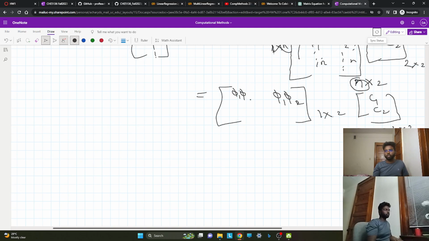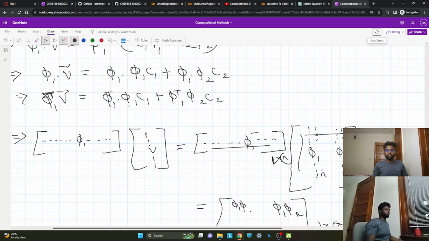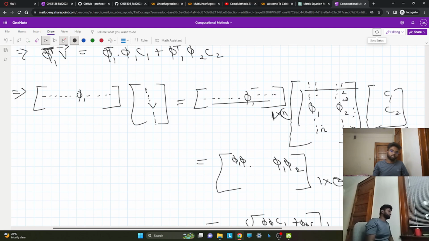Here you will get, see, these two are equal, so you can do the matrix multiplication and you will get row into column. So we'll get a matrix of 1 cross 2, and here it will be phi 1 into phi 1 c1 plus phi 1 phi 2 c2. See, we got the same equation again which we had here. Phi 1 into phi 1 c1 plus phi 1 phi 2 c2. So it is the same thing as this.